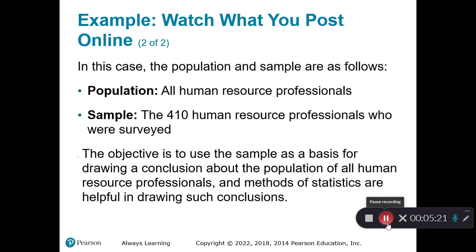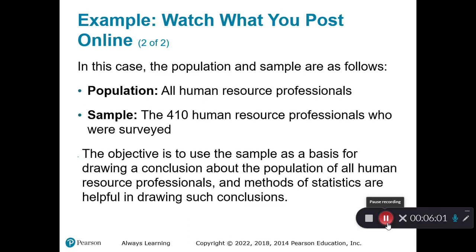Well, in this case, the population and the sample are as follows. We probably want to know something about all human resource professionals. Remember, it said in the previous slide that this was a survey, right? So these were the 410 individuals who responded to that survey. That doesn't mean that there's a total of 410 human resource professionals in totality. That's just who responded. So those 410 responses represent a sample of that much larger population that includes all human resource professionals.